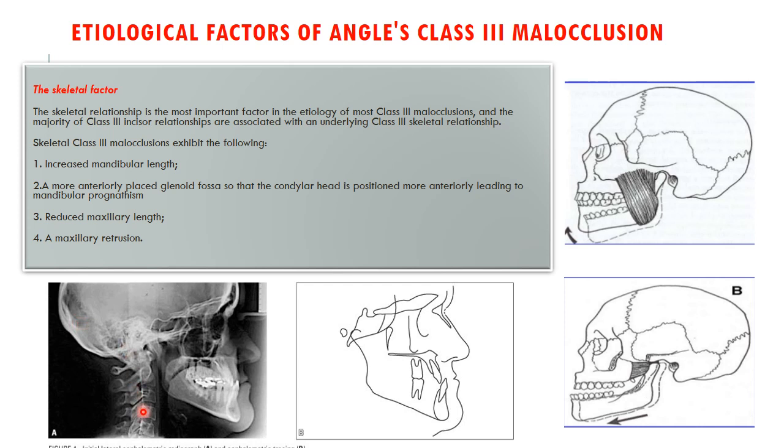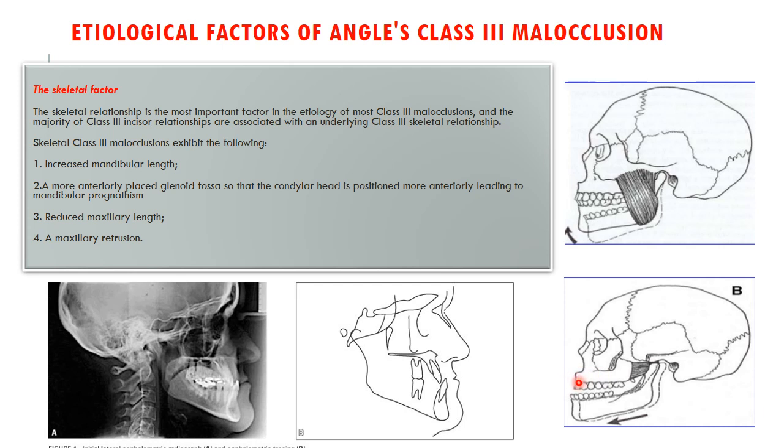So, the cephalometric findings of a patient with a skeletal class 3 malocclusion will be as follows. First of all, the patient will have an increased mandibular length and also a more anteriorly positioned glenoid fossa, so the condylar head will be positioned more anteriorly, and this will lead to mandibular prognathism. As we can see here from this picture, this is the normal position of the glenoid fossa in a patient with a class 1 skeletal relationship, and this is the glenoid fossa position of a patient with a skeletal class 3. Also, the patient may have a reduced maxillary length and a maxillary protrusion.